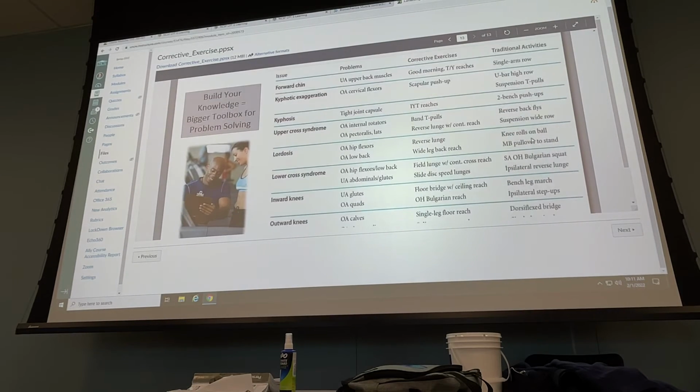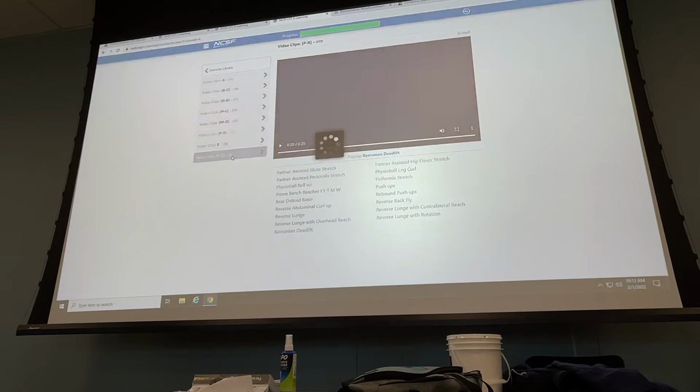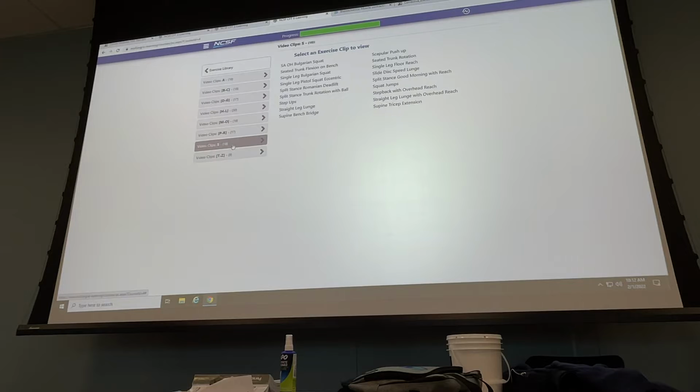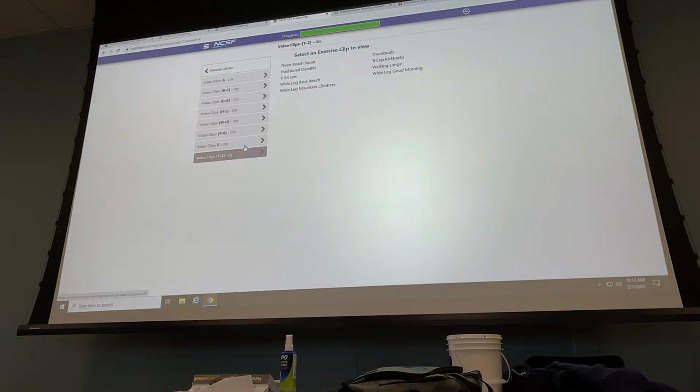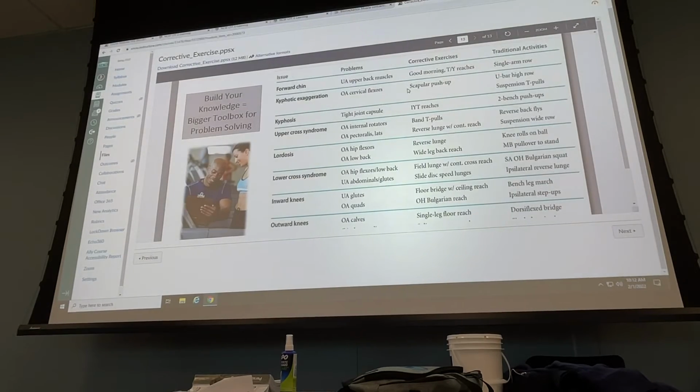All right, so if we're looking at someone with a forward chin posture, what are some corrective exercises we may be able to perform? Something like a single arm row, good morning, Y and T reaches. Let's see if they have T and Y reaches. So something like a T, or you can just go like that and then Y. So that's all they mean by that, using bands to correct that.